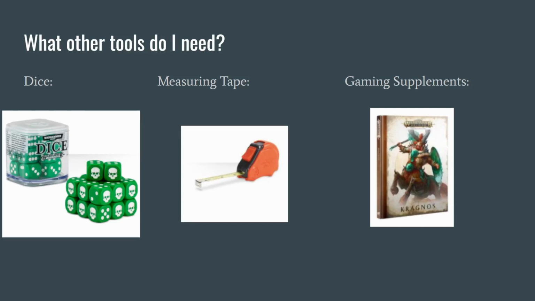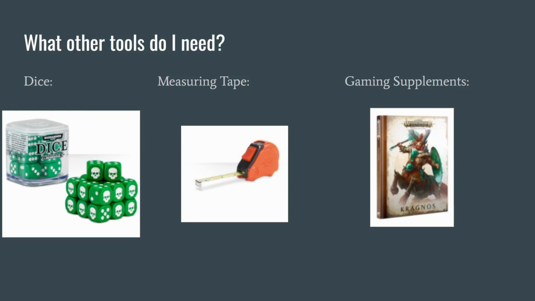Then we've got a measuring tape to actually measure the distances set out for you. And then gaming supplements. Now, gaming supplements in this sense are campaign books. Sometimes they're more narrative play focused. Sometimes they're a bit more match play focused. They'll get you extra rules for factions that aren't included in your battle tomes, and sometimes they'll act as an update or a hot fix, like you'd see in a video game, to update these different factions. The most recent being Kragnos, the Broken Realms Kragnos book.